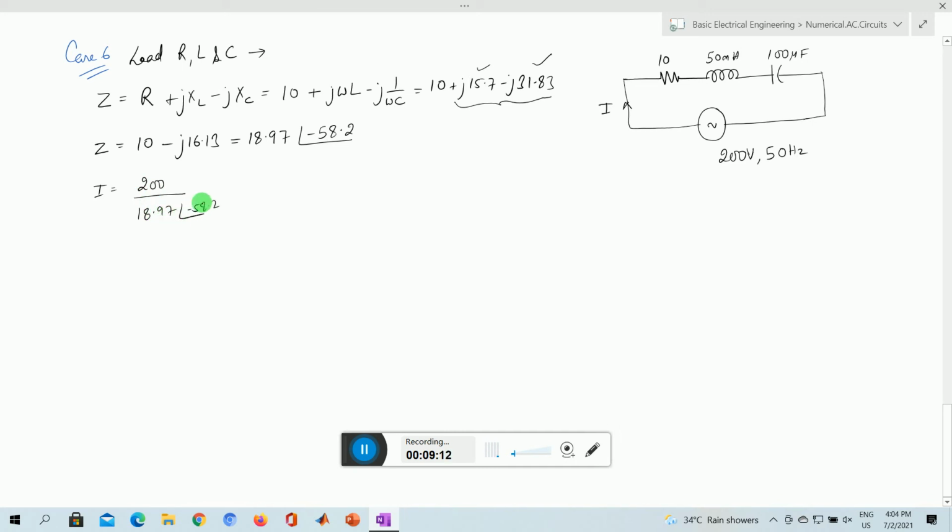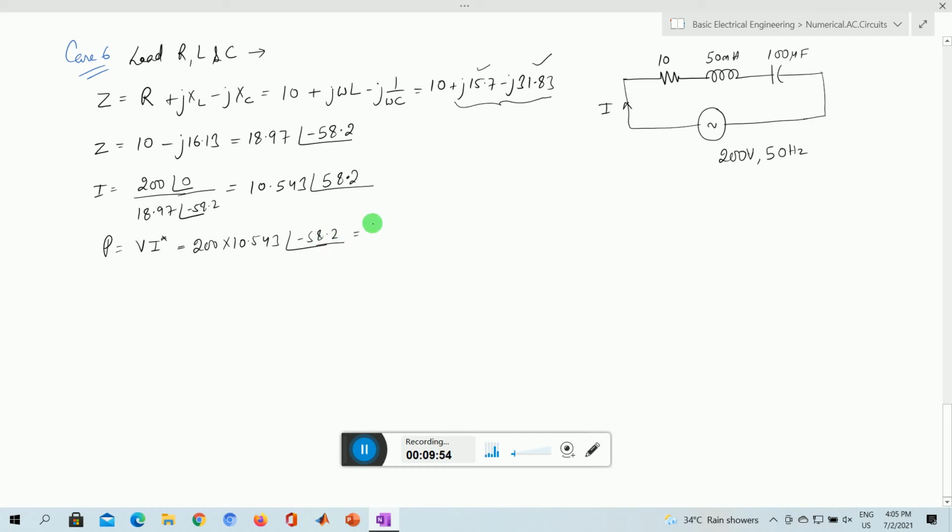This voltage is of angle 0. So now we get this value as 10.543 angle 58.2. This shows that the current is leading the voltage by an angle of 58.2 degrees, and the magnitude of the current is 10.543. So power is equal to VI star, which is equal to 200 into 10.543 angle minus 58.2.